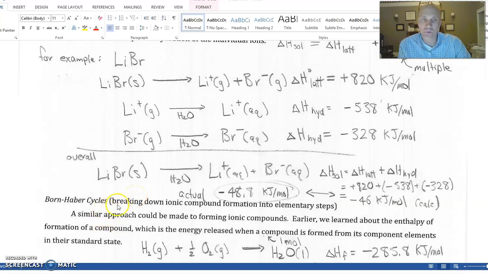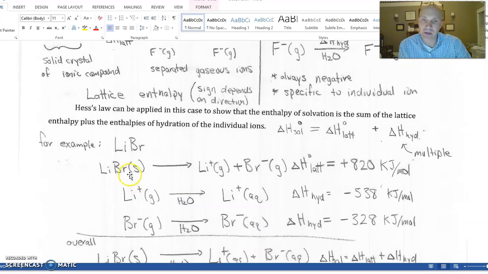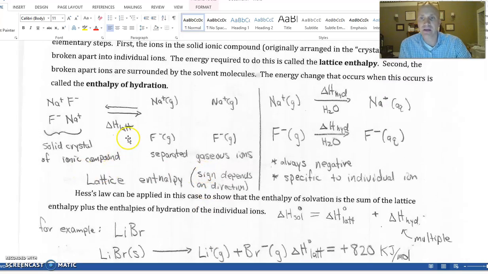So in this video, we're going to be doing Born-Haber cycles, and Born-Haber cycles are a process of studying the elementary steps that go into the formation of ionic compounds. What it has in common with what we did in the previous video is that you're basically taking an overall process and breaking it into its individual steps, and saying that the overall enthalpy change of the overall process is just the sum of adding up the enthalpy changes of the individual steps.